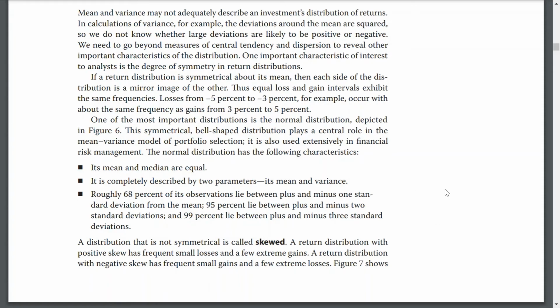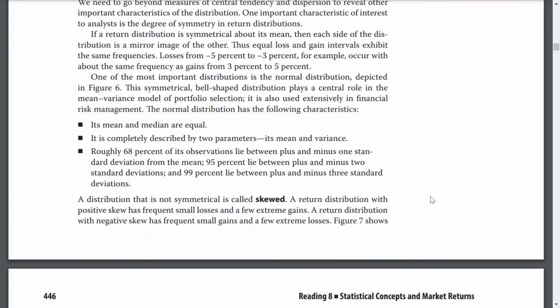One of the most important distributions is the normal distribution, depicted in Figure 6. The symmetrical bell-shaped distribution plays a central role in the mean-variance model of portfolio selection. It is also used extensively in financial risk management. The normal distribution has the following characteristics. 1, its mean and median are equal. 2, it is completely described by two parameters, its mean and variance.